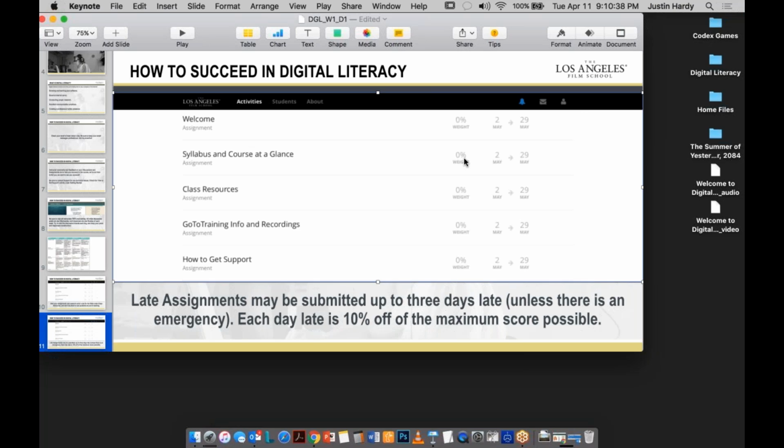So each day late is 10% off the maximum score possible. So if you submit your work on a Monday, that's going to be 10 points off. If it's a Tuesday, that's 20%. And if it's a Wednesday, that's going to be 30%.